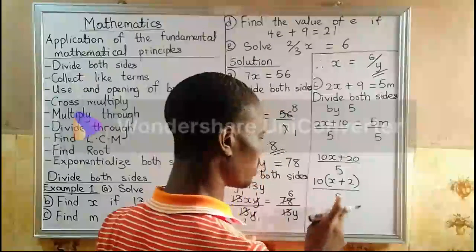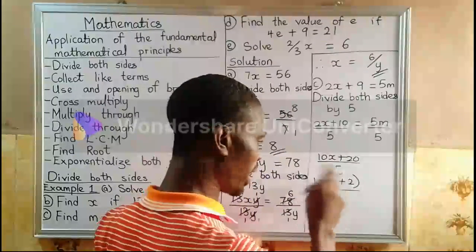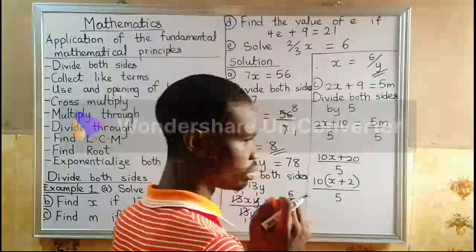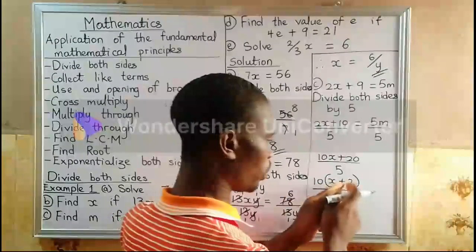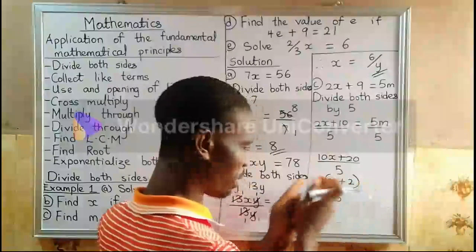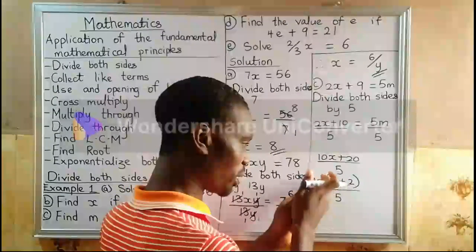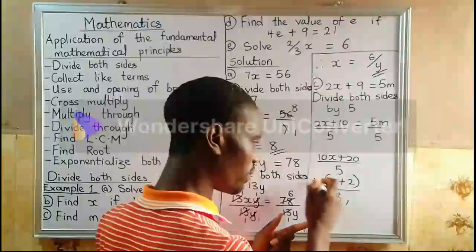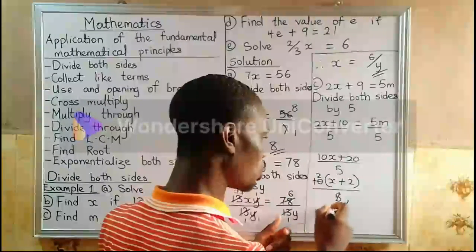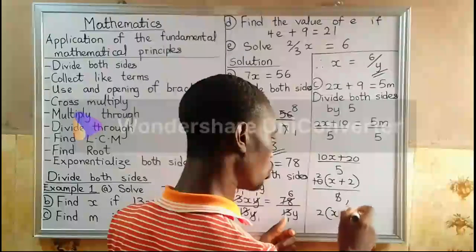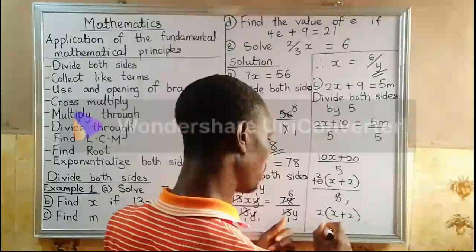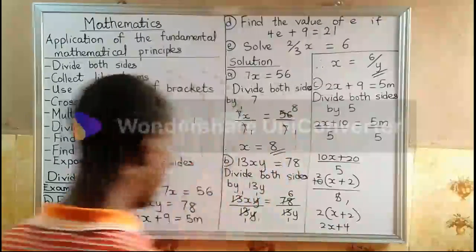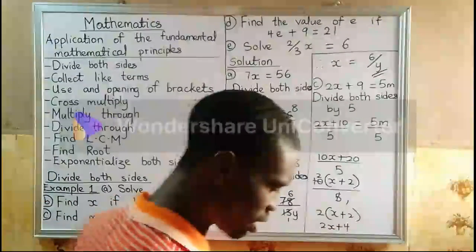Now this means 10 multiplied by x plus 2. x plus 2 together multiplied by 10. So it is not separated by plus or minus. So you can cut. So 5 here 1, 5 here 2. And you finally have 2 into bracket x plus 2. And also you can open the bracket by saying 2x plus 4. Okay, so that's about that.